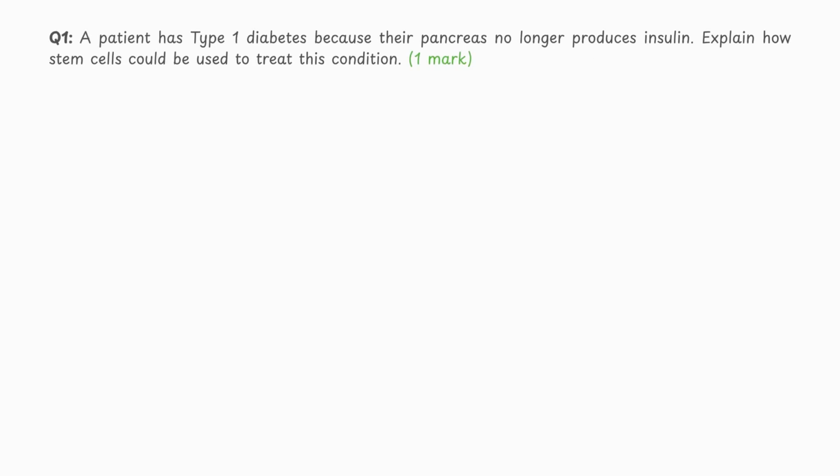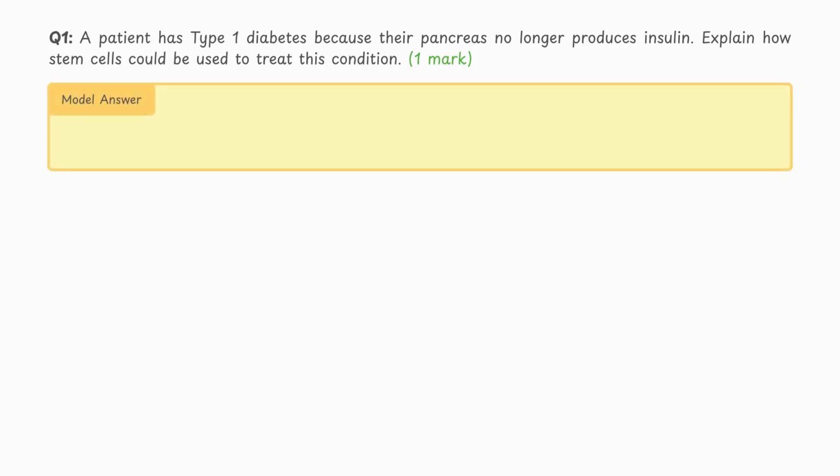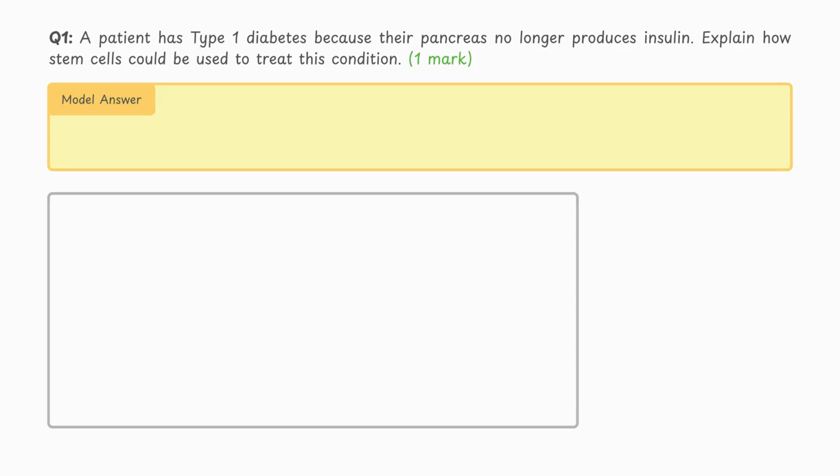For question number 1: a patient has type 1 diabetes because their pancreas no longer produces insulin. Explain how stem cells could be used to treat this condition.